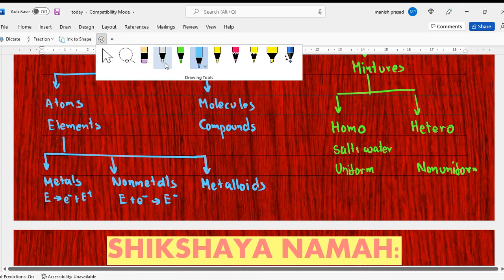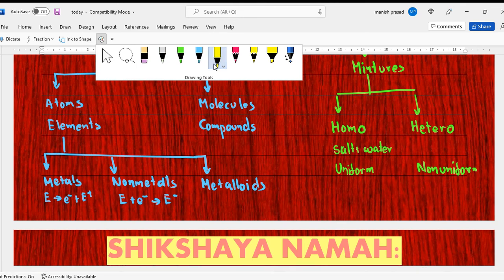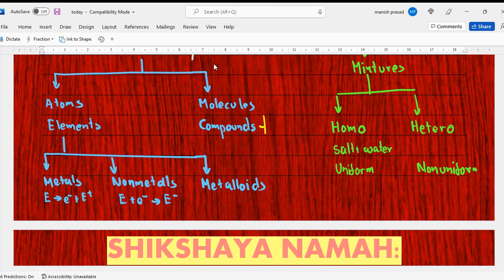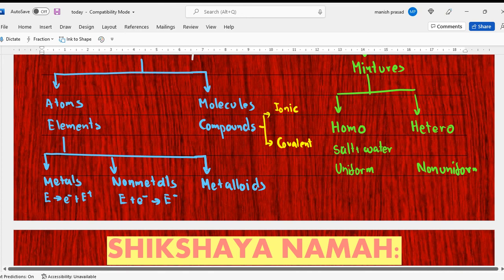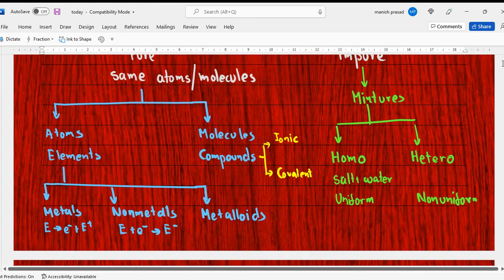Now, compounds can be of broadly two main types. One is ionic compounds. One is covalent compounds. Okay? So, this table is made? Yes.